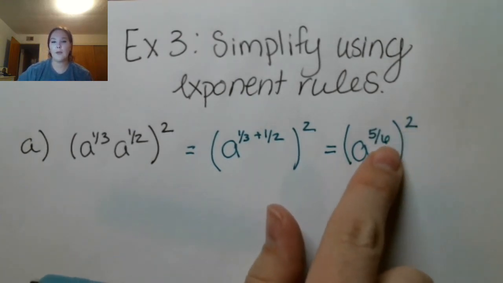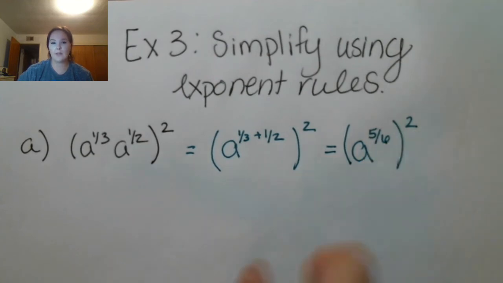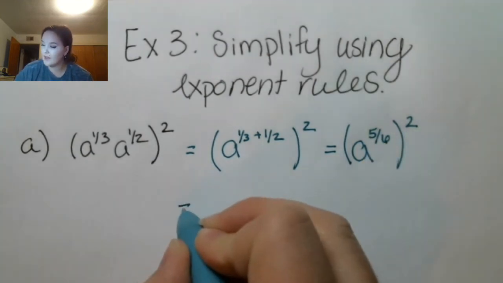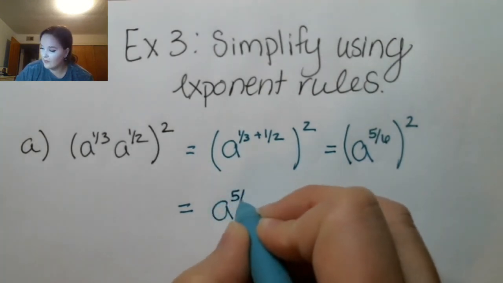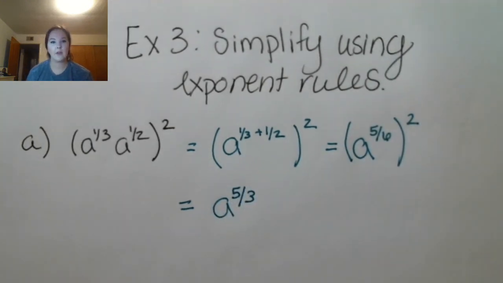And now I have an exponent raised to another exponent, so I would multiply them together. 5/6 times 2 is 5/3.